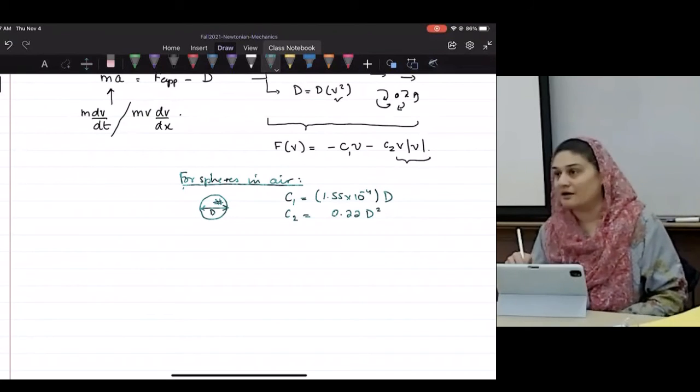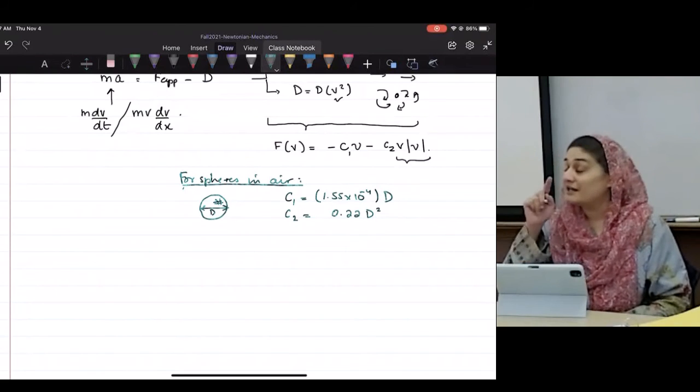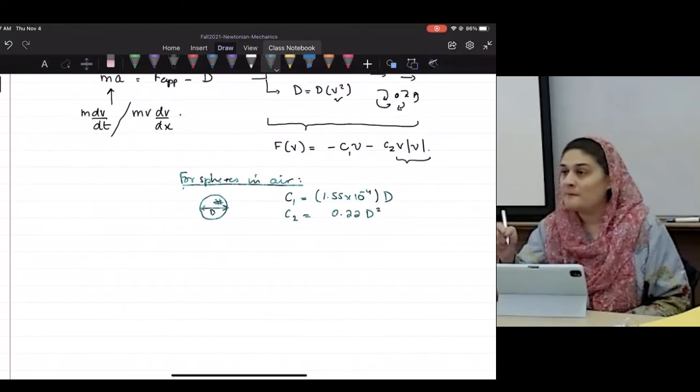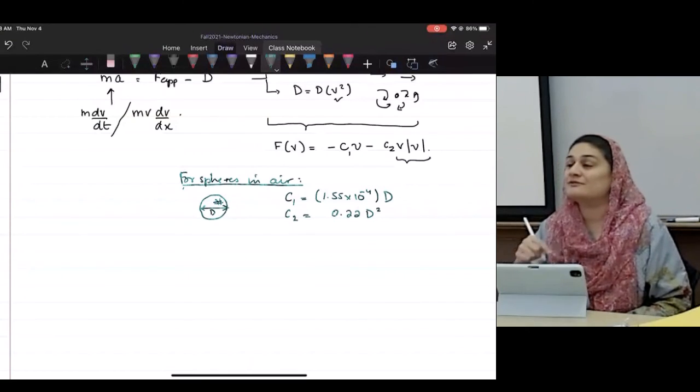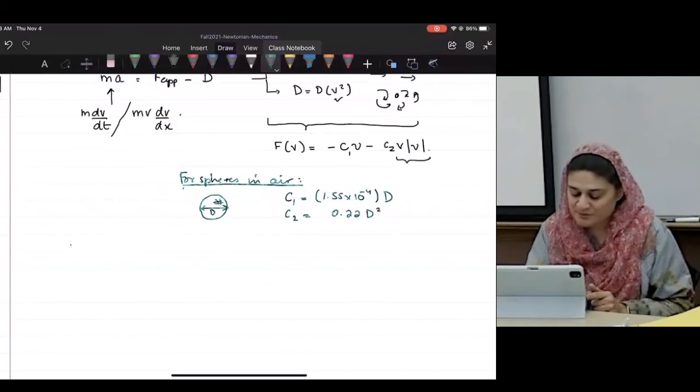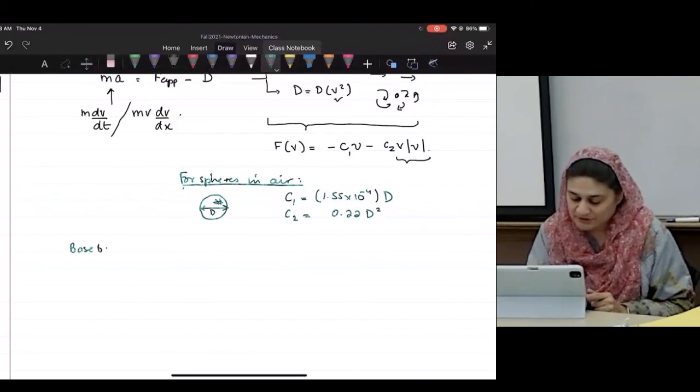Are you going through air? Are you going through water? Are you going through honey? How fast are you going? And that's an interesting question, because the faster you go, the resistive forces change. So I'll give you an example. So imagine baseballs. Let's look at baseballs with a diameter of about 7 centimeters.